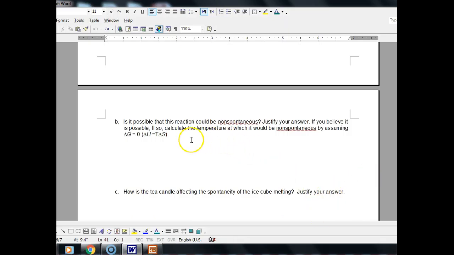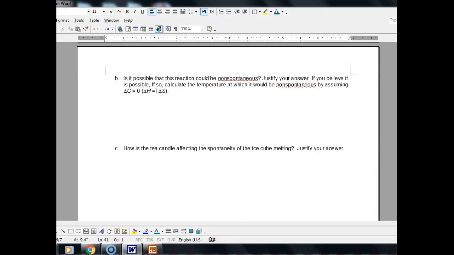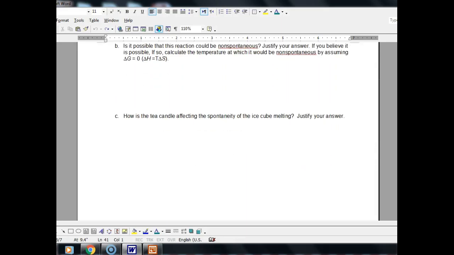This one here, is it possible this reaction could be non-spontaneous? So calculate the temperature, and then it says how is the tea candle affecting the spontaneity of the ice cube melting? Did it make it melt more spontaneously? Did it make it melt less spontaneously? And then tell me why.